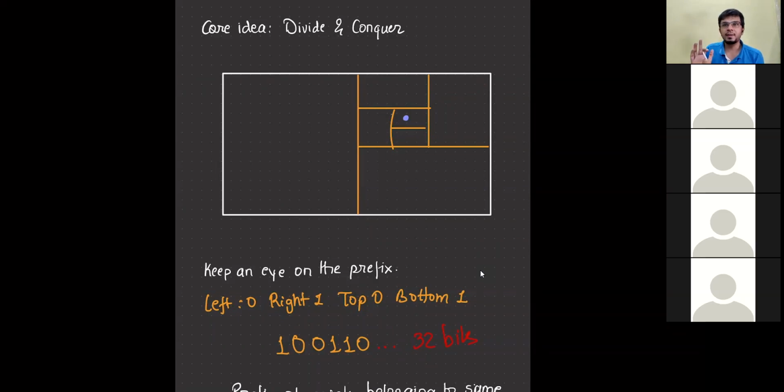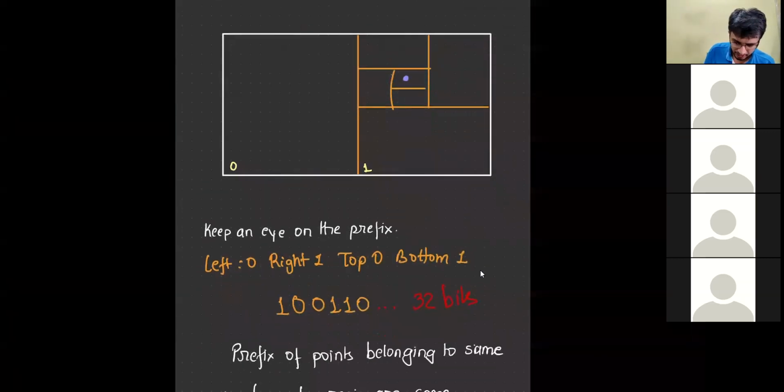We are finding the representation of it. The idea is divide and conquer. First a vertical split: this is 0, this is 1. My point lies on the right-hand side, so I'd write 1 here. Then, since it is on the right-hand side, I'll make a horizontal cut and find out if it is on top or on the bottom. If it was on top, it would have been 0. If it was on the bottom, it would be 1. It is on top, so 0. Now we are talking about this rectangle.